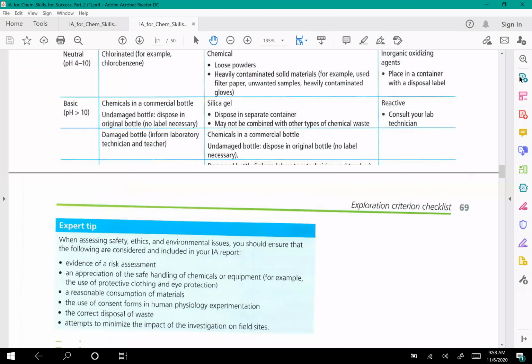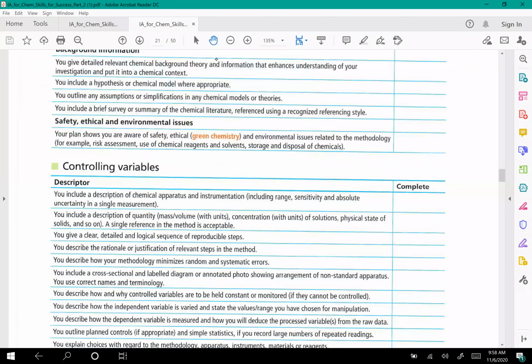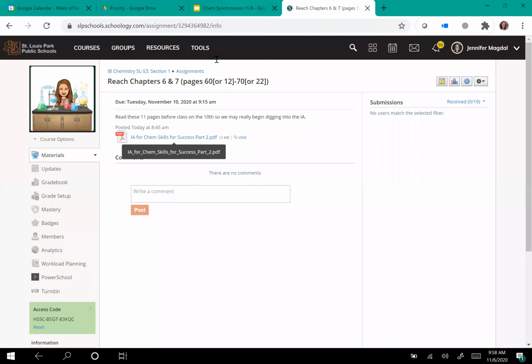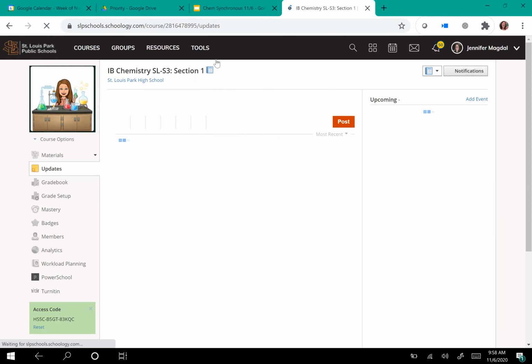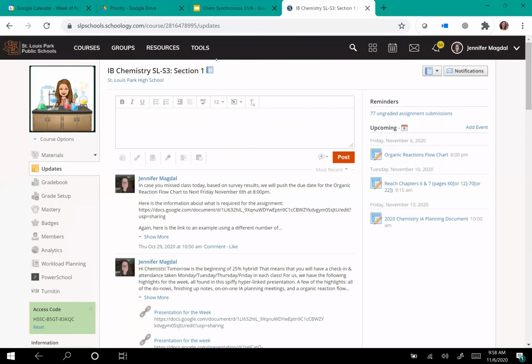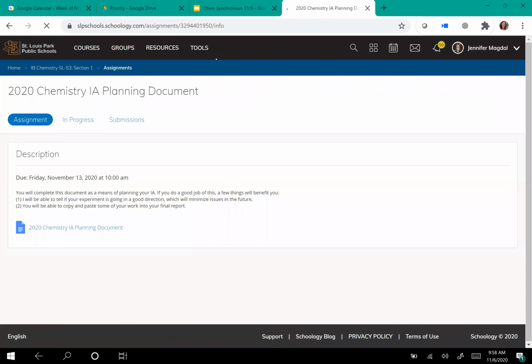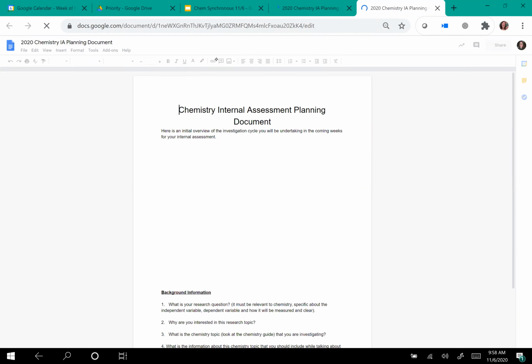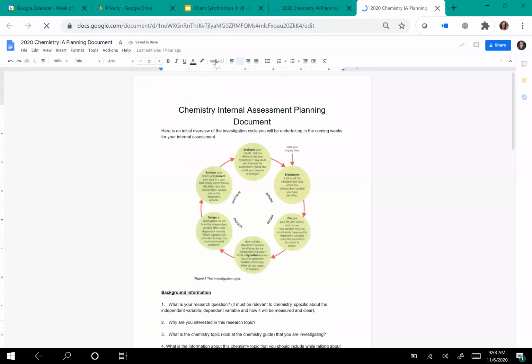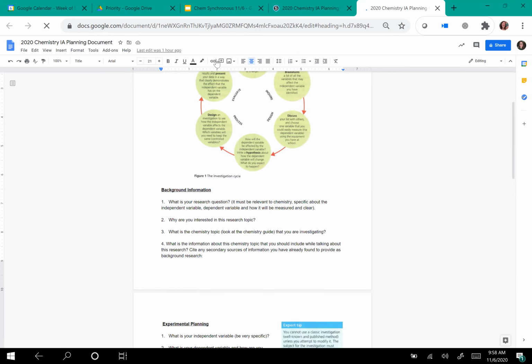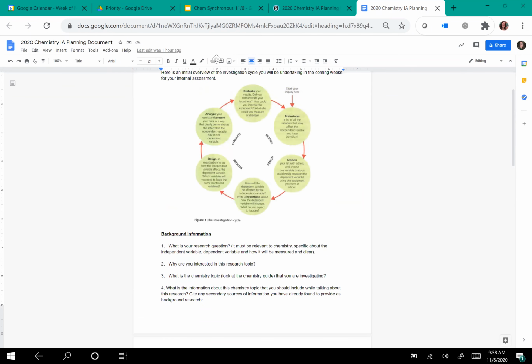That's that bit. But also, I wanted to make sure that things were nice and simple to understand. So here, the IA planning document is due on November 13th. That's a week from today. It's going to look kind of similar to what you did for the kinetic experiment last year, except with some changes. So this gives you an overview first of what it looks like.